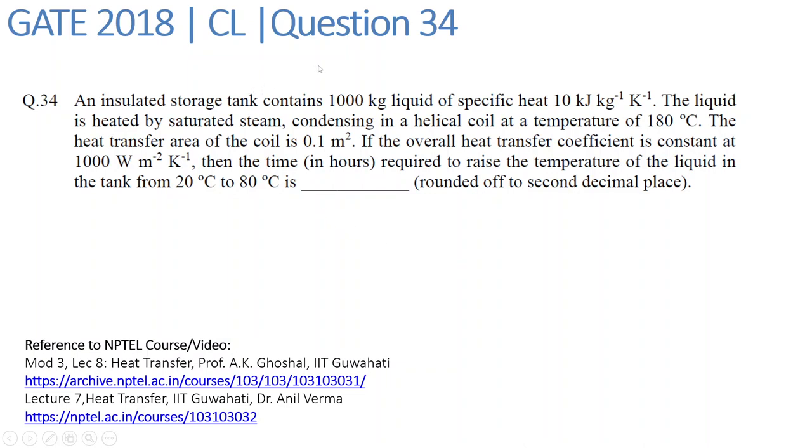So the third question is from GATE 2018, question number 34 from heat transfer. And here we have been given an insulated storage tank which contains 1000 kg of liquid of specific heat, the given value. The liquid is heated by saturated steam condensing in a helical coil at a temperature of 180 degrees Celsius. The heat transfer area of the coil is 0.1 meter square. The overall heat transfer coefficient is constant at the given value, then the time in hours required to raise the temperature of the liquid from 20 to 80 degrees Celsius is dash.